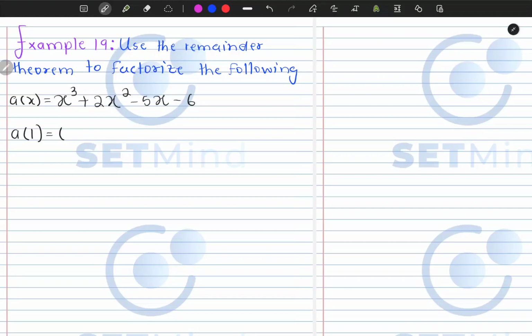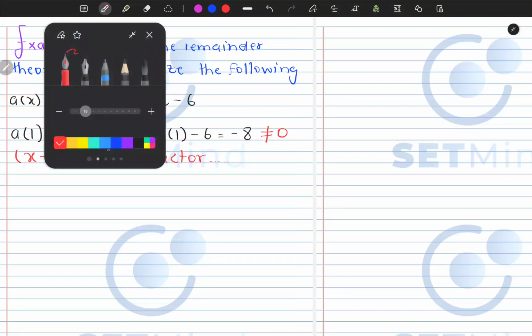So I want, when I put in an x value, to get 0 out of this. So I'll have 1 cubed plus 2 into 1 squared minus 5 into 1 minus 6. So if you quickly have a look at this, it will be 3 minus 5, which will be minus 2, minus 6. This will be minus 8. So because we are not getting 0 here, what we can tell is that x minus 1 is not a factor. Okay, so we can move on.